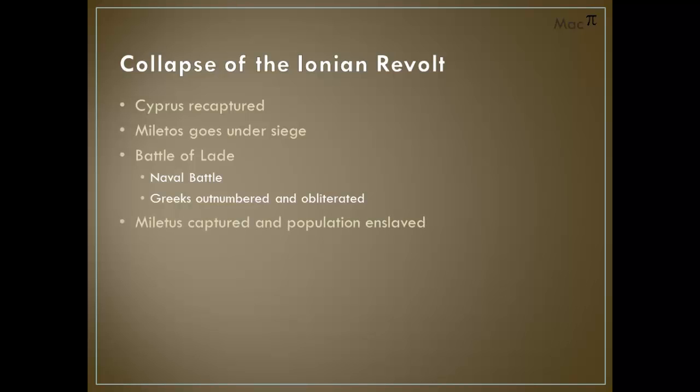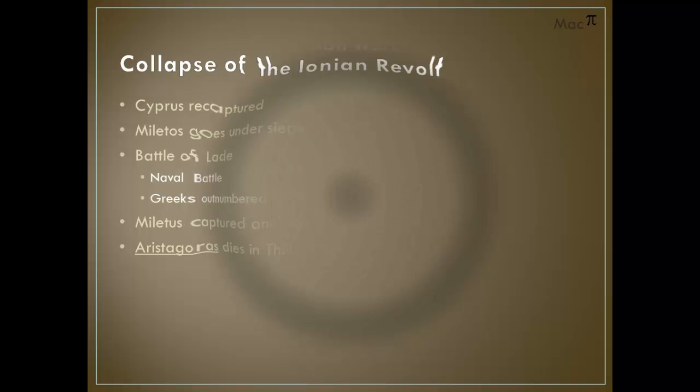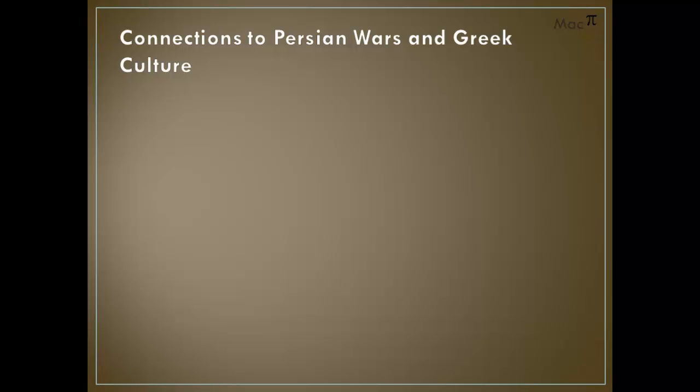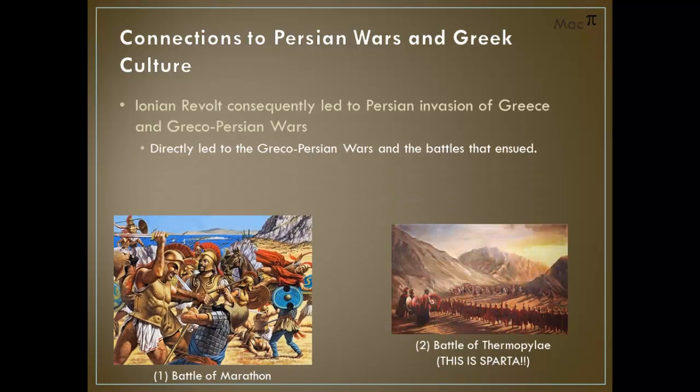Miletus was soon captured, its men deported, and the women and children enslaved. Aristagoras fled to Thrace, from where he attempted to rule, but the city was eager to end the fighting and submit to the Persians, and so the people of Thrace murdered Aristagoras. The death of Aristagoras left the movement without a leader, and so the Persians finally came to quell the Ionian Revolt. So, essentially, the Ionian Revolt was a catalyst of the Persian Wars.